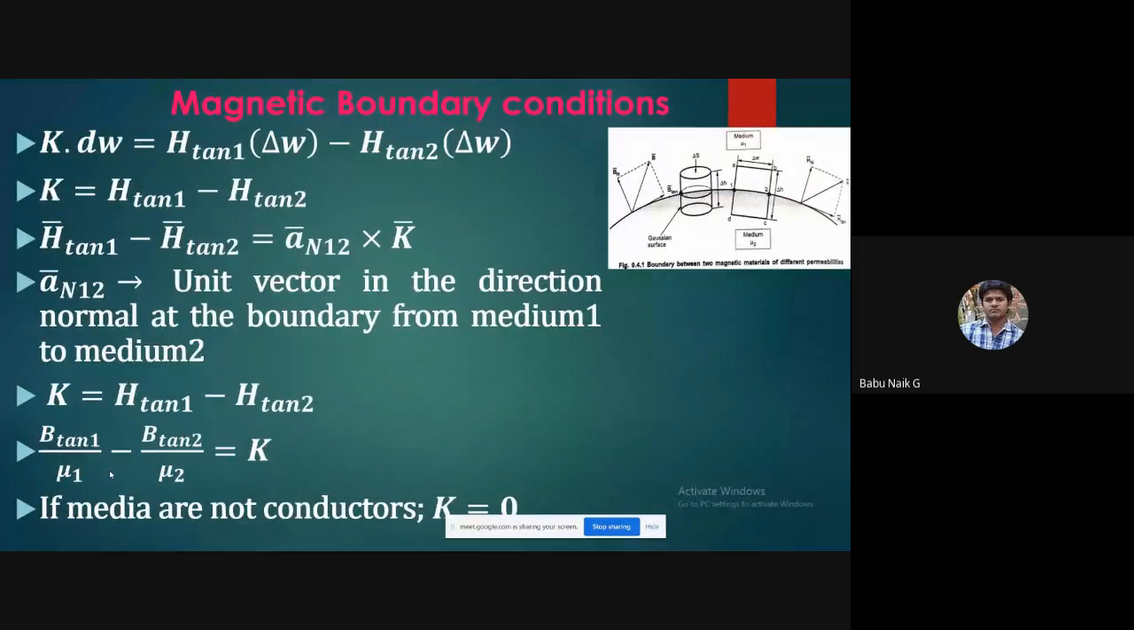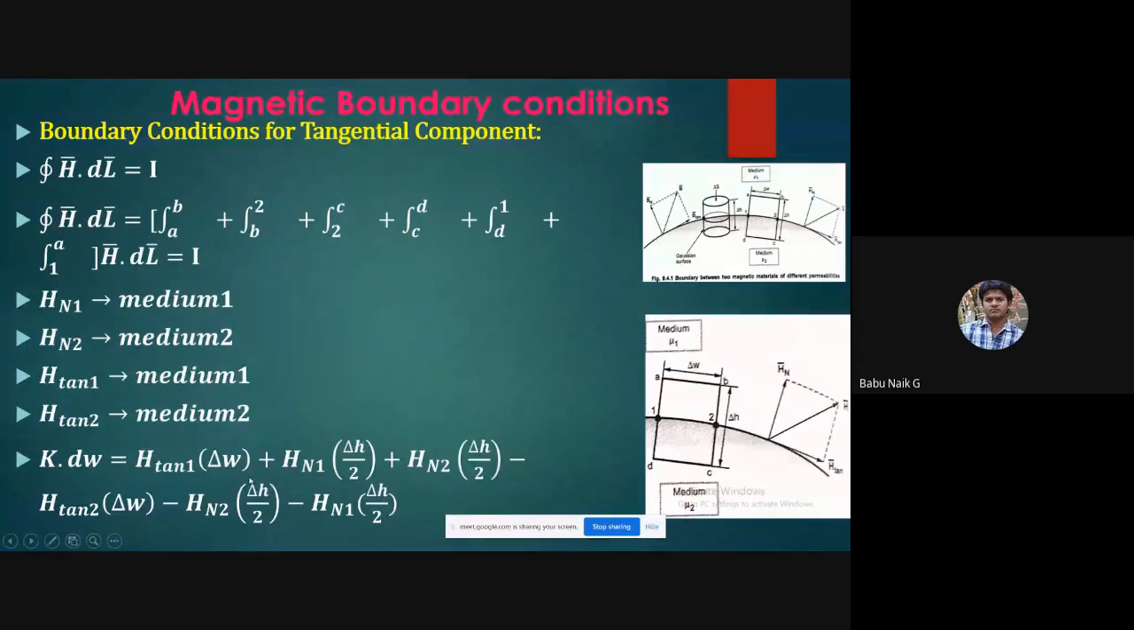Now, if you see the further calculation in this equation, after writing all 6 terms of this closed path, some of the similar terms remain here: Hn1 delta H by 2 and minus Hn1 delta H by 2 get cancelled. Similarly Hn2 delta H by 2 minus Hn2 delta H by 2 also get cancelled. After cancelling these, what remains is H tangential 1 delta W plus H tangential 2 delta W.